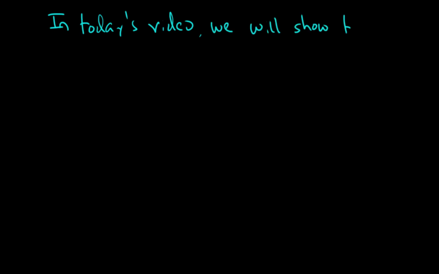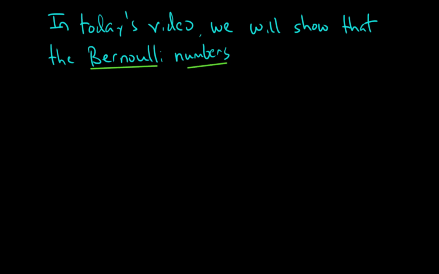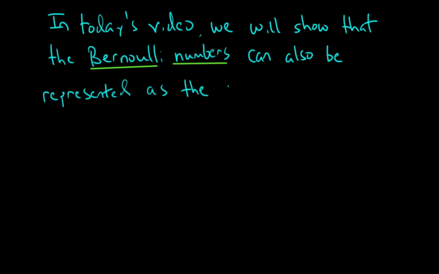So why am I going to all the trouble of deriving that identity? Well, you'll see now that we actually need it for the main subject of today's video. And we're going to derive another way of producing Bernoulli numbers, namely through the Maclaurin series of a very special function. We're going to show that the Bernoulli numbers can also be represented as the coefficients in this Maclaurin series.